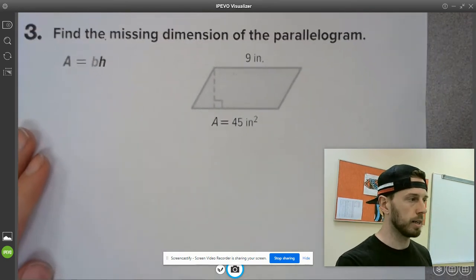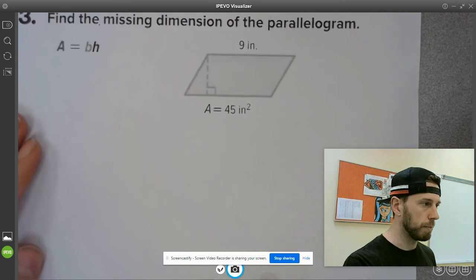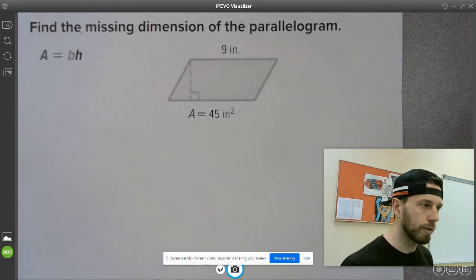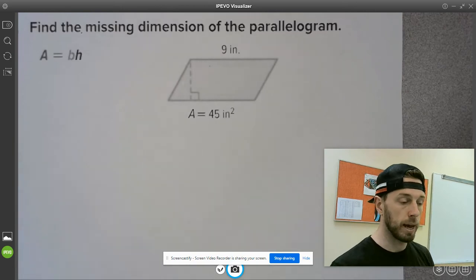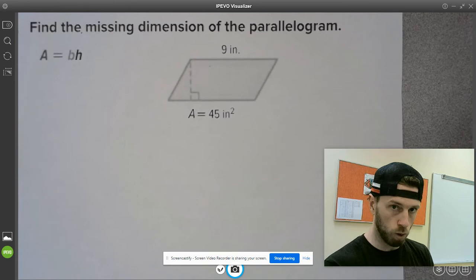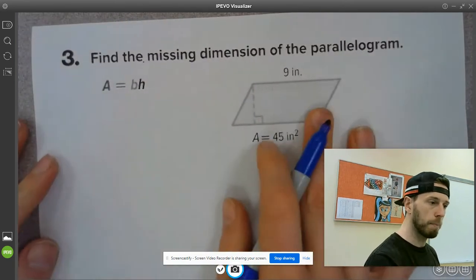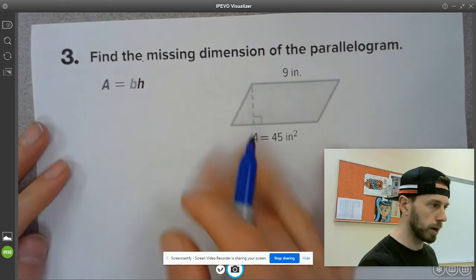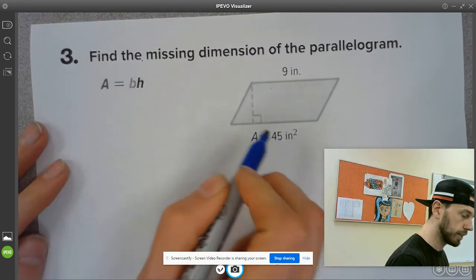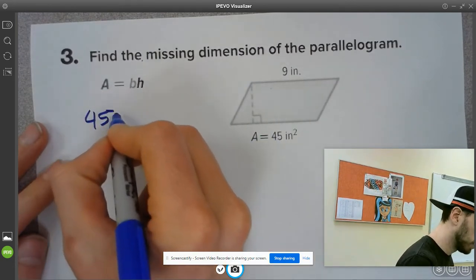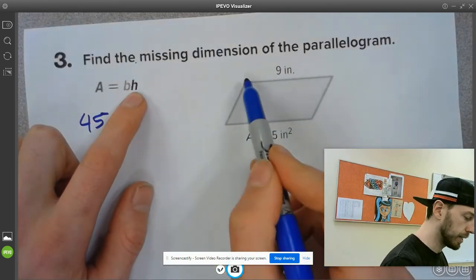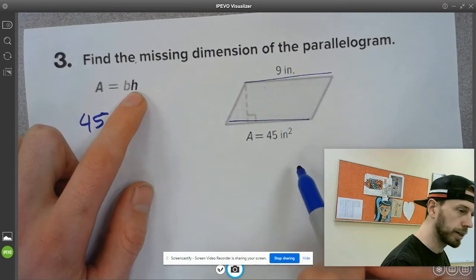The last example we have here is to find the missing dimension of the parallelogram. So for instance, what if I told you the base was 9 and I told you that the area was 45 square inches? Could you tell me what the height was? Well, you would set it up much like an algebraic problem, right? Where you know the area is 45. The A here, they tell us that it's 45, so plug that in. And that's going to be equal to the base times the height. Well, we know the base is 9, they tell us that. The distance from here to here, that's 9.